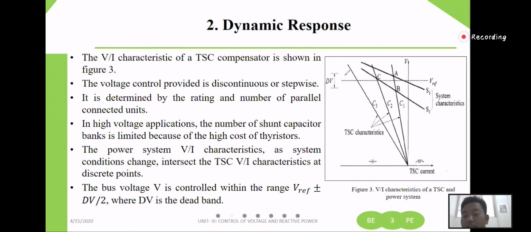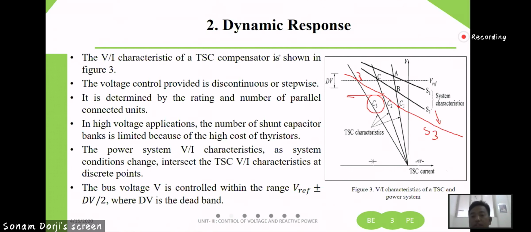Okay, so similarly you try to draw another characteristic like this. If S3 suddenly changes like this, you have a huge load and all. So now if it changes like this, what will happen? By switching on TSC1 and 2, even if you switch on 2 also, you are not getting within the range. So now you have to switch on another capacitor and then bring it back to a new operating point, let's say D here, and then this will be within the acceptable range. And then we have to keep on doing like this, and so on. Okay, so this is how we can control the voltage using TSC.